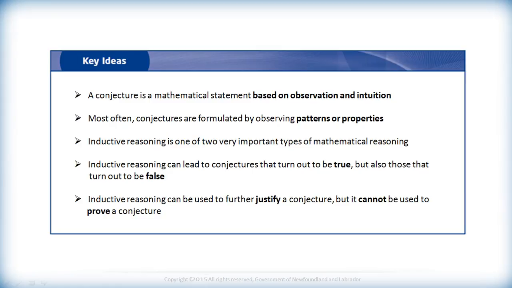So remember all the stuff: observation, intuition, patterns, and properties, what we're looking for here, okay? 2 very different and important types of reasoning we're going to see: deductive and inductive. Inductive conjectures, we don't know if they're true or false. They just justify but cannot prove.